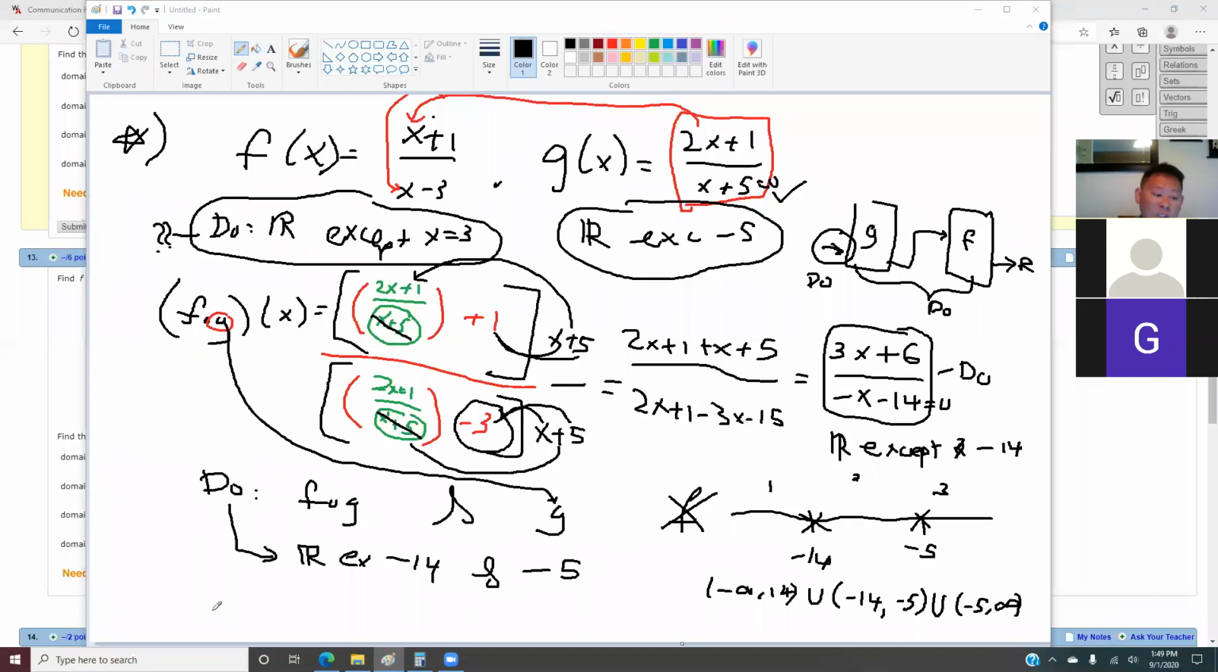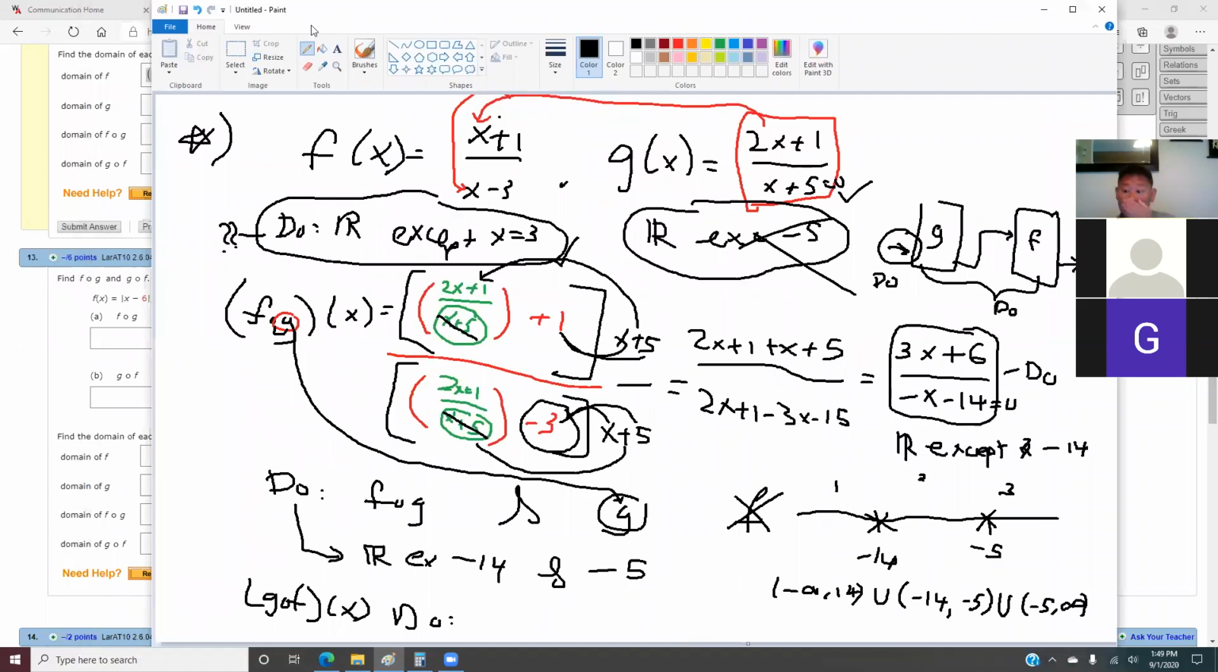However, if I switch this to become g∘f, then yes, your domain here will include this one, not that one. So you have to be careful which one is which. So watch your domain in this case. Hopefully you guys will get this more clearly. Whatever you plug in first is determined by your domain. And also the final answer is part of your domain. Okay, you guys clear with this one? This is tough. I didn't say this is easy.